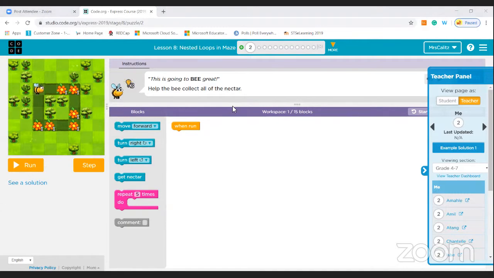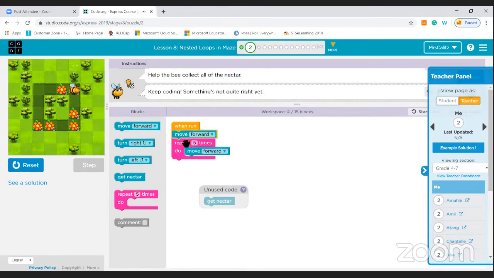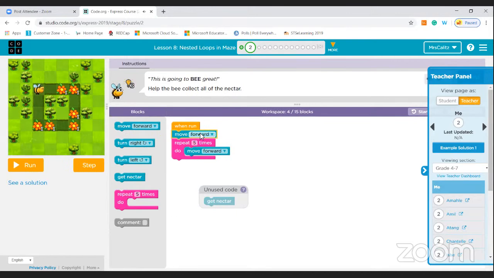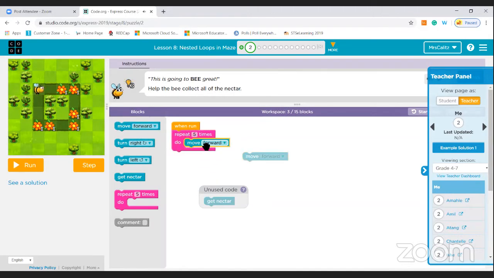Okay, please. I think you should put it in a loop and say, move forward. Yeah, move forward. Ma'am, before the get nectar, we should move forward. Yeah. We should add a move forward. Okay. Move forward, yes, and then? Not there, ma'am. Sorry. In the loop, we should put move forward, move forward, move forward.